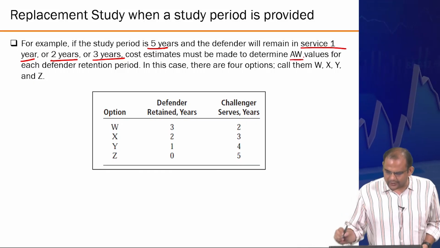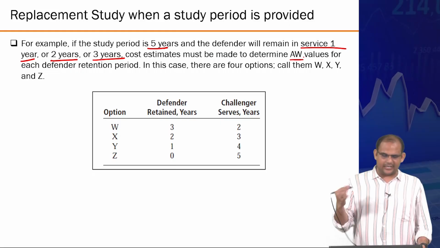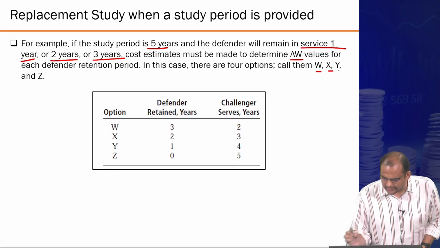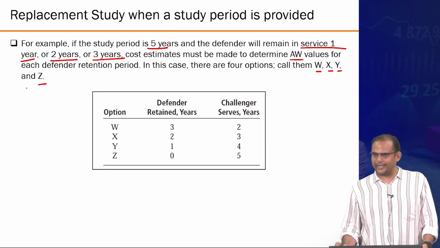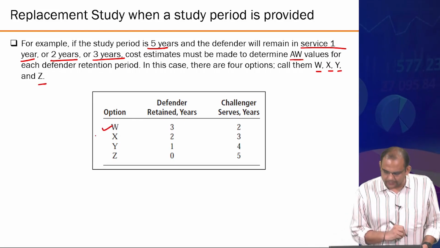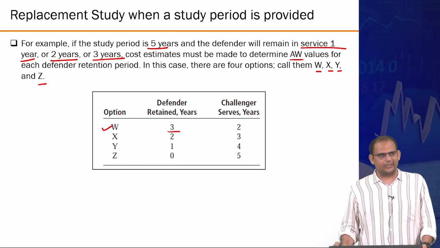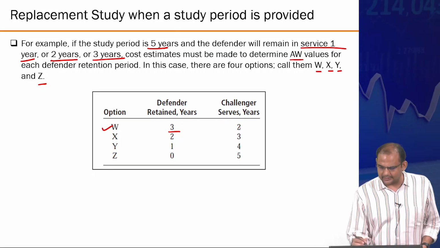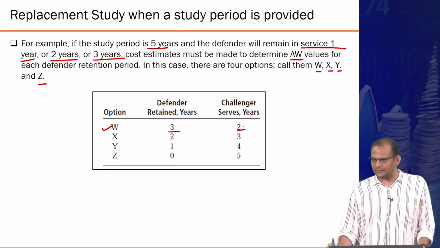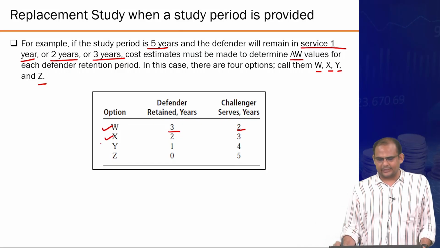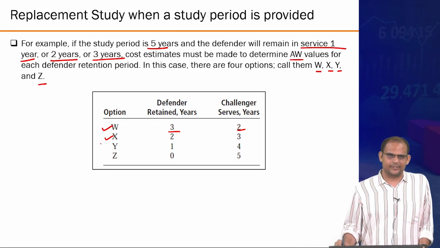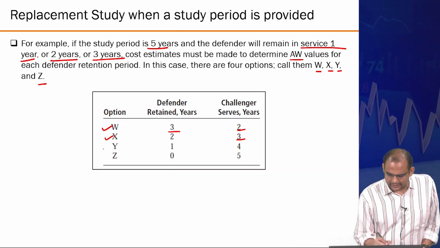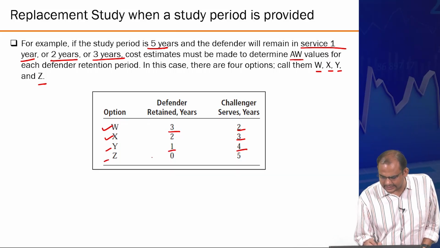And you have to focus on the AW values for each defender retention period. In this case, there are 4 options. Let's call them W, X, Y, and Z. Okay. So what's happened? Option W, the defender retained for 3 years. So the remaining 2 years has to be done by the challenger, right? Option X, defender retained for just 2 years. So the remaining has to be served by the challenger for 3 years. Y, 1 and 4. Z, 0 and 5.